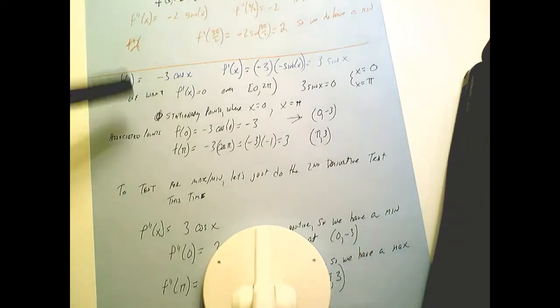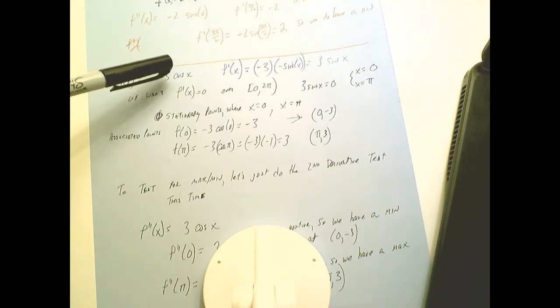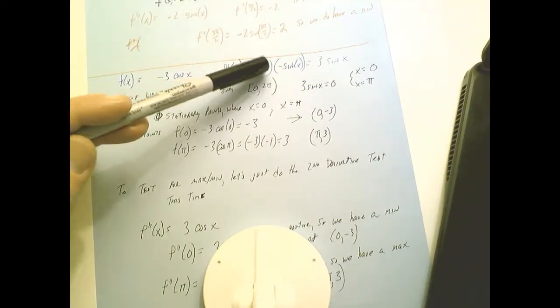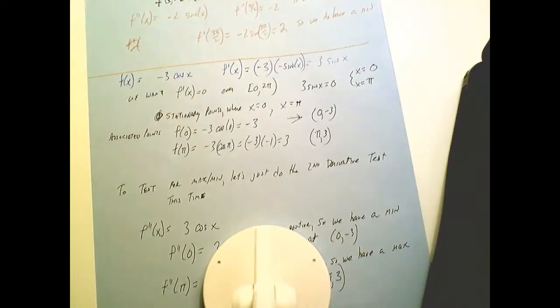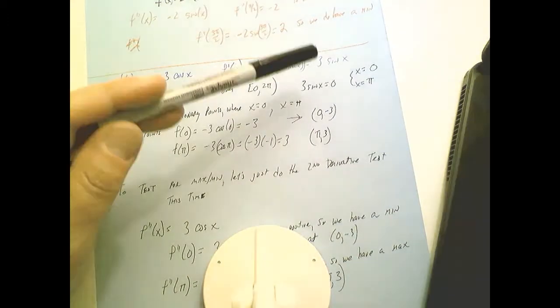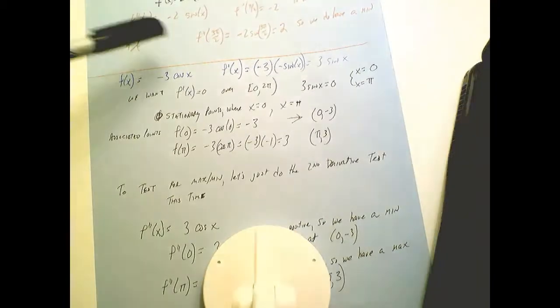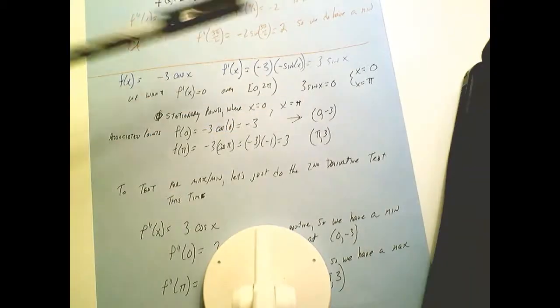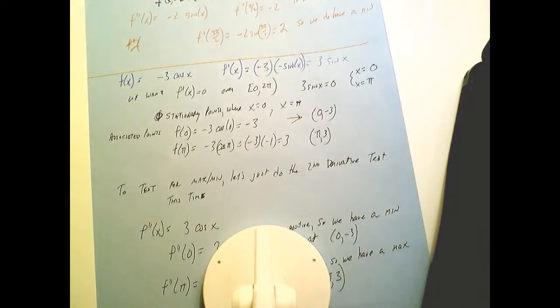Same type of work for f of x equals -3 cosine x. I take the derivative, -3 times negative sine x, 3 sine x. I want that equal to 0. How can I do that? I need sine of x equal to 0, which happens where? When x equals 0 or x equals pi.